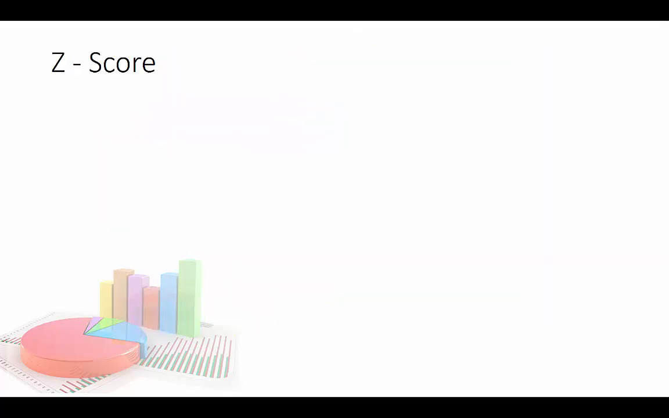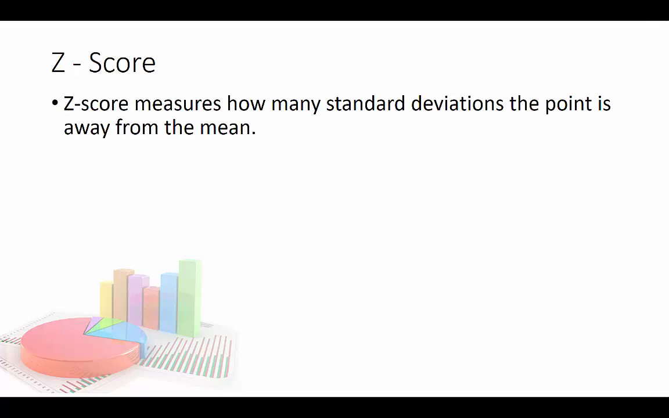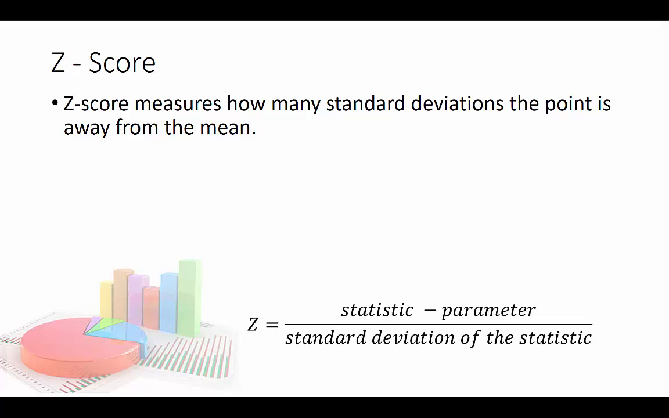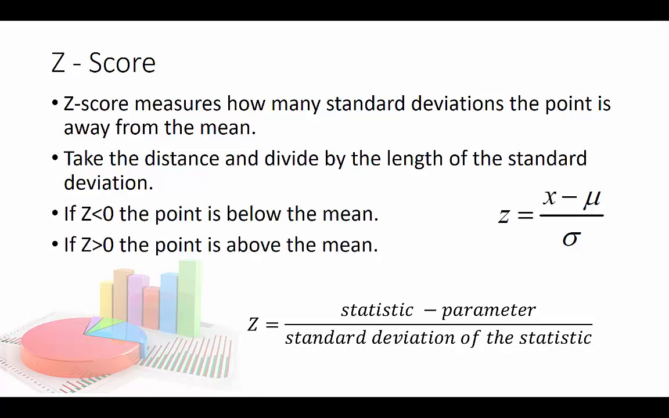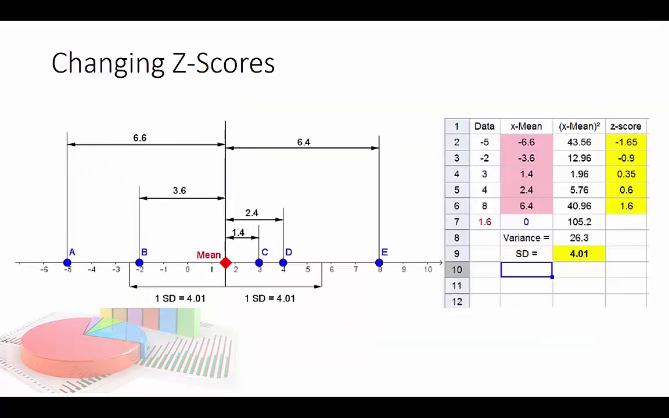So this brings up the z-score, which is a way we measure how many standard deviations a point is away from the mean. On your formula chart, it's on the back. Z equals the test statistic: statistic minus parameter, divided by the standard deviation for the statistic. A lot of times you'll just see it written as z equals x, your statistic, minus the mean, your parameter, divided by the standard deviation. So we basically take the distance between the point and the mean and divide by the length of the standard deviation. If z is less than 0, the point is below the mean. If z is greater than 0, the point is above the mean.